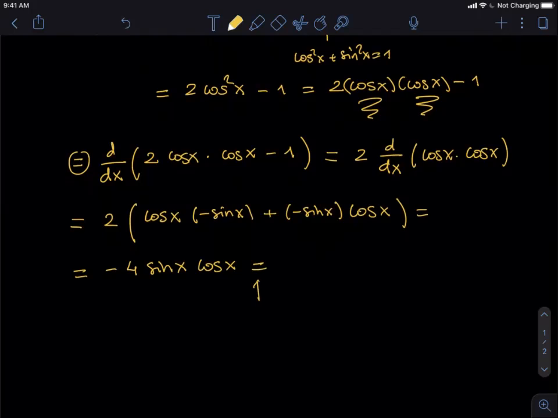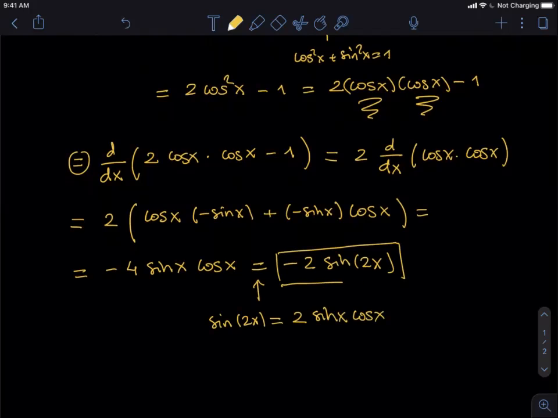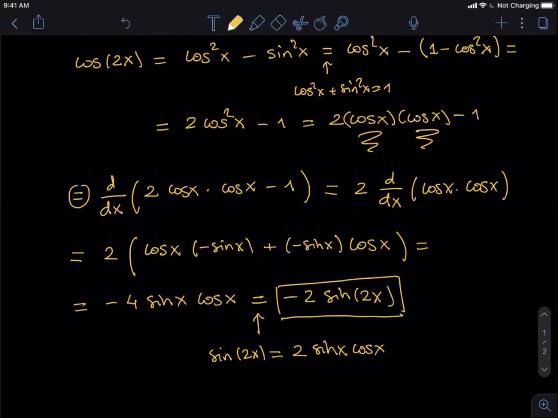And if you remember, the formula for the sine of 2x is twice sine of x cosine of x. Okay, so this is minus 2 times the sine of 2x. And this is the derivative for the cosine of 2x.